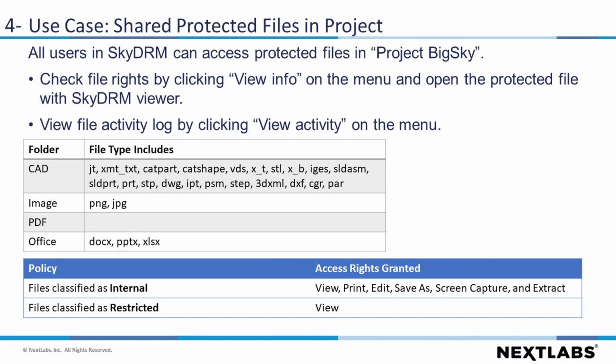In this use case, I will demonstrate sharing protected files in Project. For this use case, all users in SkyDRM can access protected files in Project Big Sky. We will check file rights and open the protected file with SkyDRM Viewer. We will also view the file's activity log.